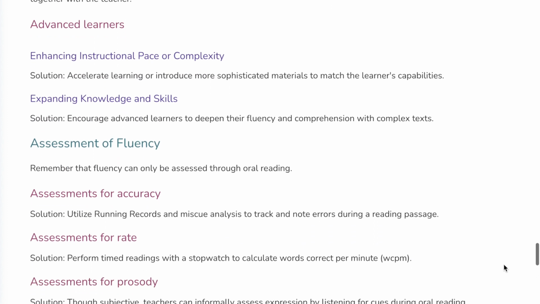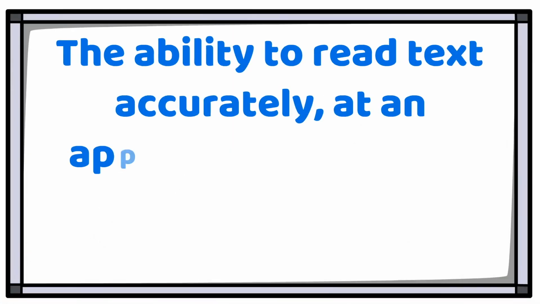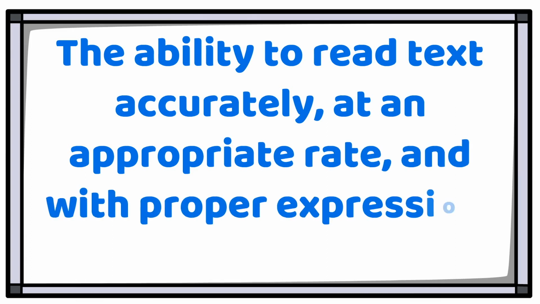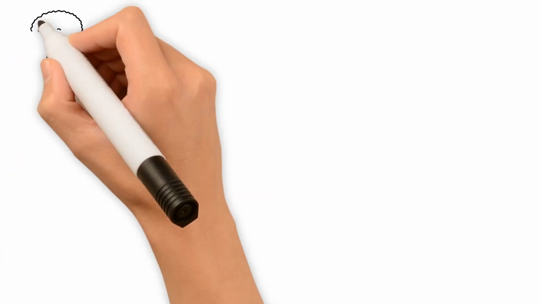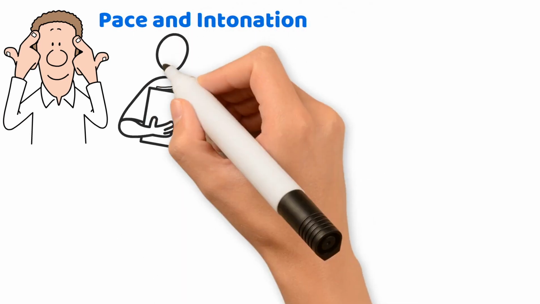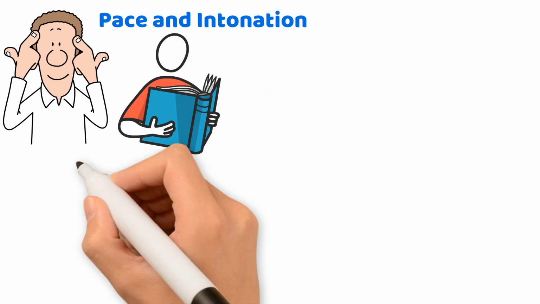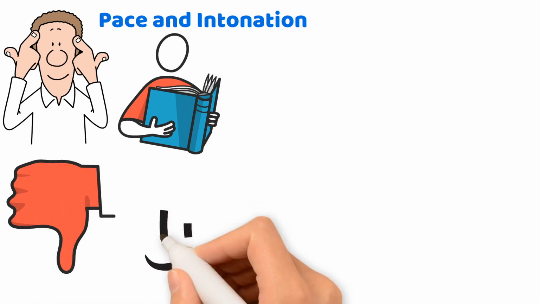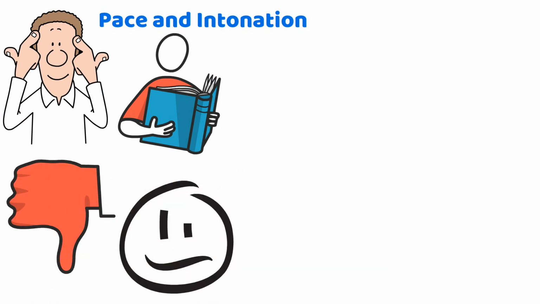First up, let's define reading fluency. It's the ability to read text accurately, at an appropriate rate, and with proper expression, or prosody. Remember, fluency is a blend of pace and intonation that makes reading sound natural, almost like speaking. This is crucial because lack of fluency can make reading a struggle and severely impact comprehension.